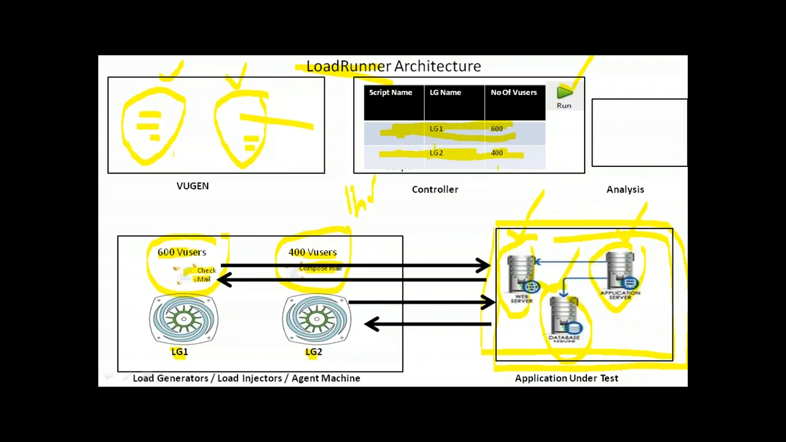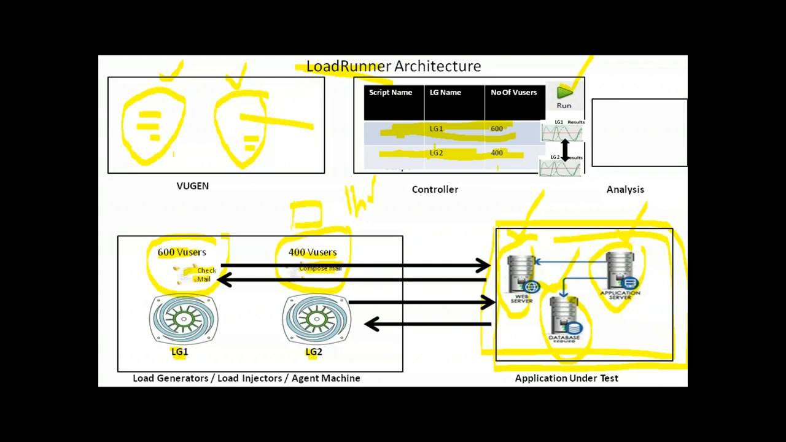As this is happening, the results will be captured by the LG1 machine, and also by the LG2 machine. Once the 1 hour test is done and you stop the test, LG1 results will be downloaded, or sent back, to the controller. Similarly, LG2 results will be sent back to the controller.